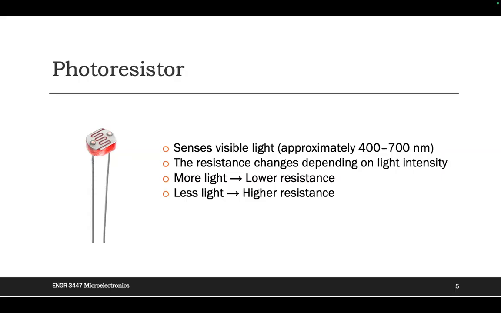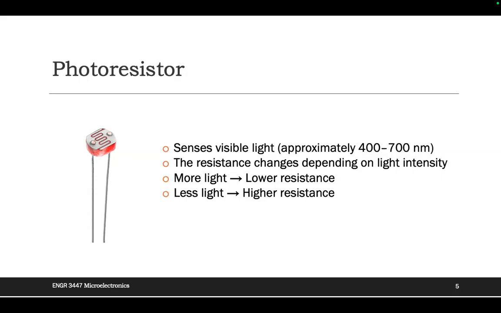Actually, the photoresistor is a component that is sensitive to light. It can sense visible light, approximately 400 to 700 nanometers. Do you know what that is? Like red to purple. This is just an example, the visible light. This 400 to 700 nanometer range is a wavelength.